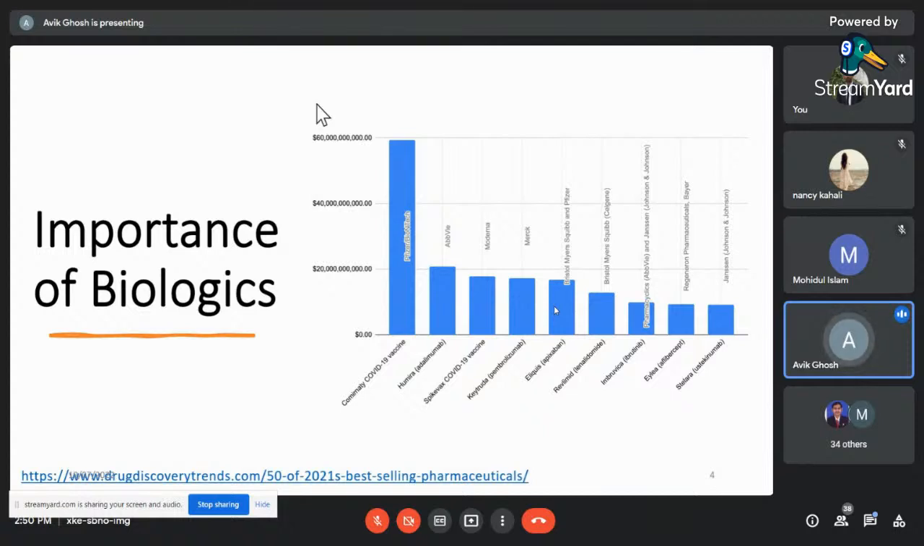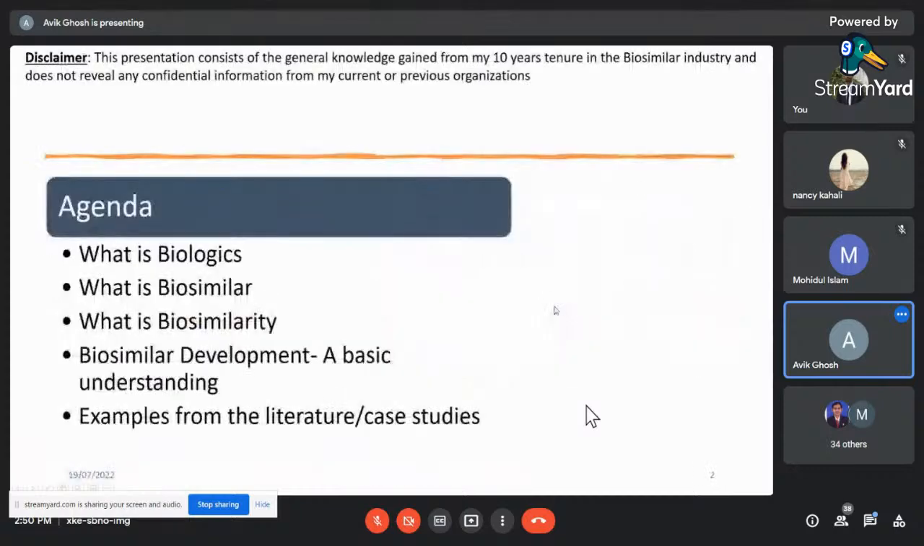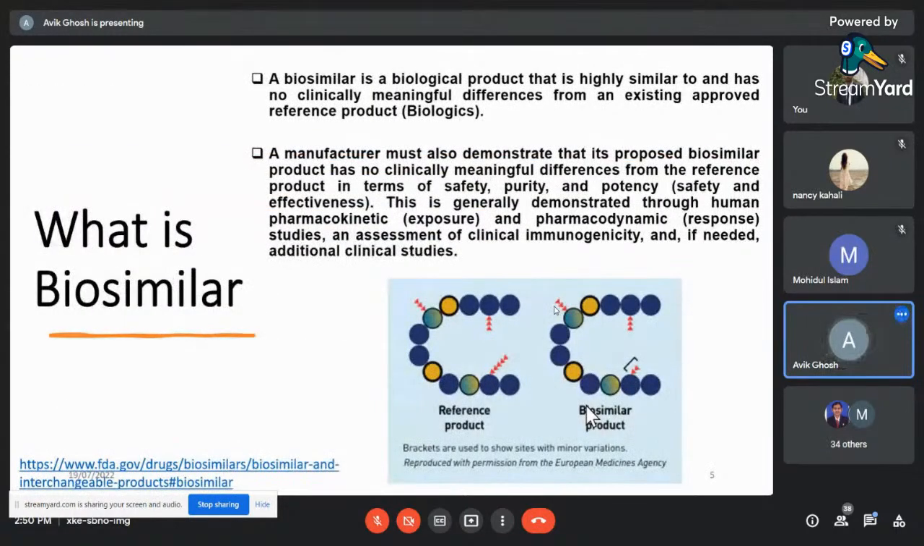So now, what is a biosimilar? A biosimilar is a biological product that is highly similar to the existing reference product, the existing biologic in the market, and has no clinically meaningful differences from that existing product. So what does it mean? As I told you before, these biologics are very complex molecules.